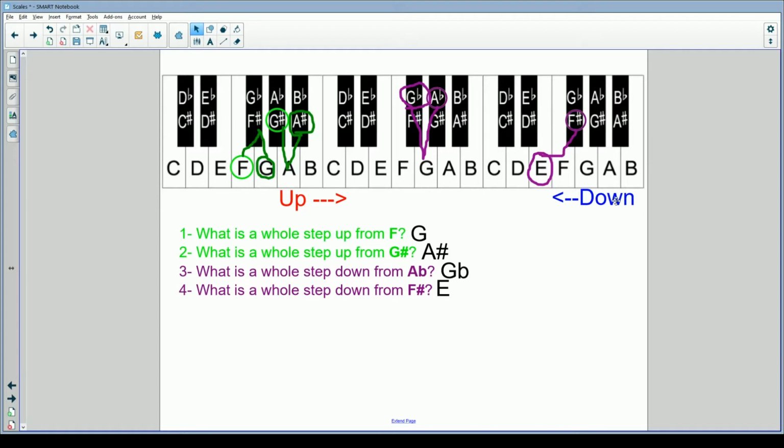Now we're going to look at how we take these half steps and whole steps and turn them into a scale, especially if you are going to be doing band or strings, probably next year or in middle school for sure. You're going to need to know how to do a scale. So let's move on, shall we?